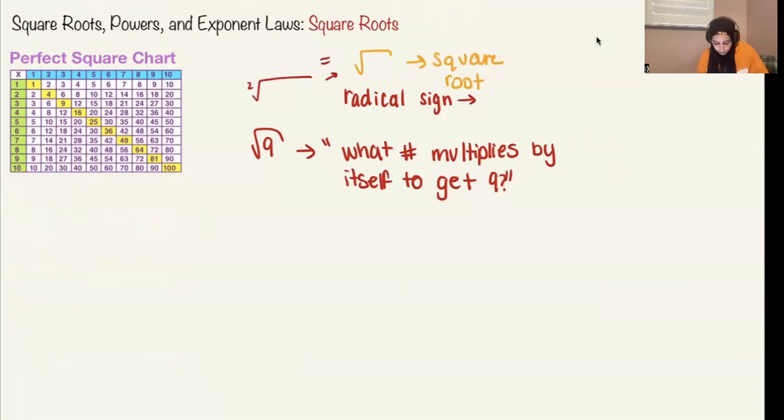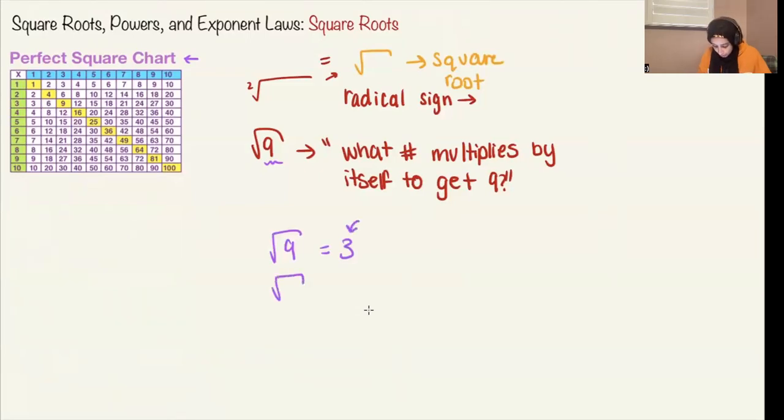Now, I've included a chart of the perfect squares here because this 9, for instance, is a perfect square. The key thing is that if the number underneath is a perfect square, then I'll have a whole number answer, one that is easily solved. A perfect square is basically a number with a rational square root. Remember rational versus irrational numbers. If I put 9, we know that the number that multiplies by itself to give me 9 is 3. So the answer to what is the square root of 9 is 3. This is a rational number.